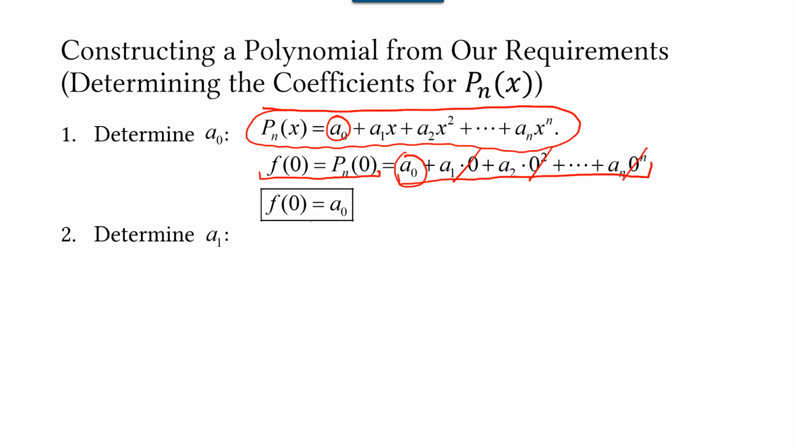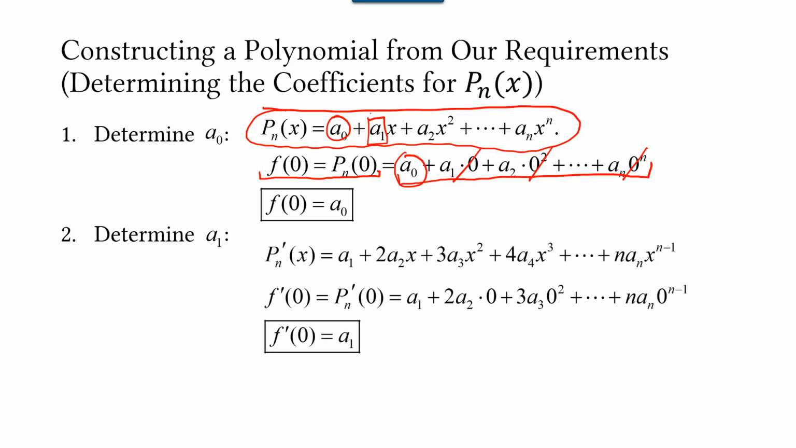Next up, we figure out how to find a sub 1. Right? So that's the linear coefficient up here. So how would we get that term? That's going to come from equating the derivatives at 0. Remember, we require that f prime of 0 and the derivative of the polynomial at 0 are the same.